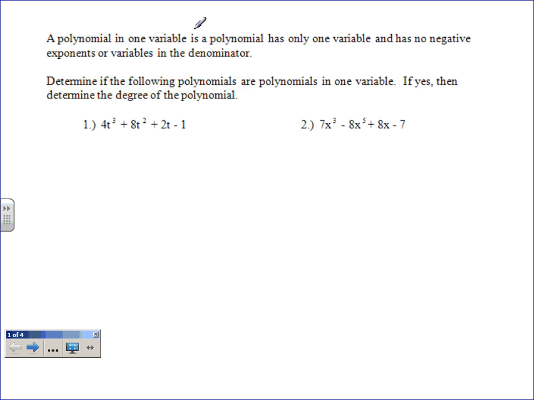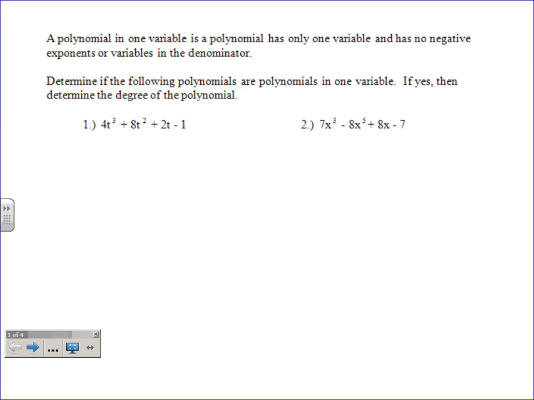Yeah, I could put a -1t to the 0 power, right? Because this is really t to the first. So could they really all have it? They can. Now, if there was an s thrown in there on some of them and not on others, well, then we don't have just one variable. That's a little different. So yes, this one is a polynomial in one variable.